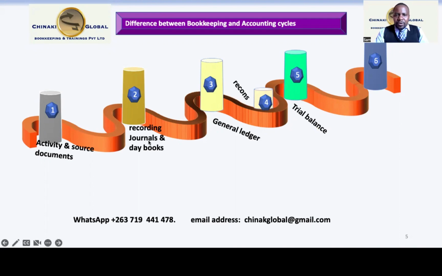After having this one, we need to record them in the books of prime entry using journals, right? Then we also need to summarize these journals and the books of prime entry, check the totals, and record them in the general ledger. Then from the general ledger, we need to make sure that we have reconciled and taken the totals at the end of the month or end of the financial year, right? And prepare the trial balance. Then under the trial balance, we have the adjusted trial balance.